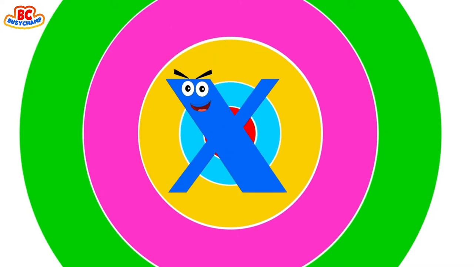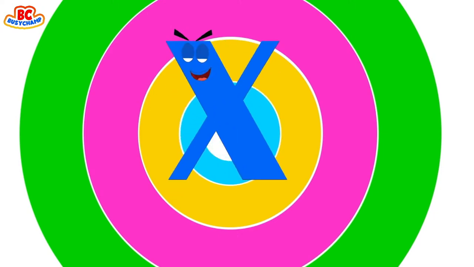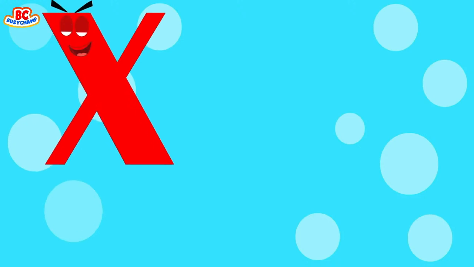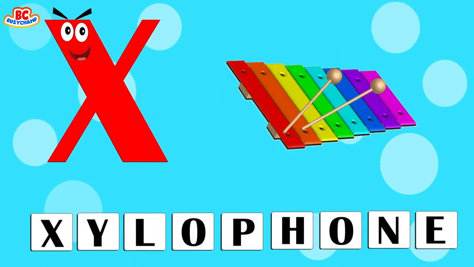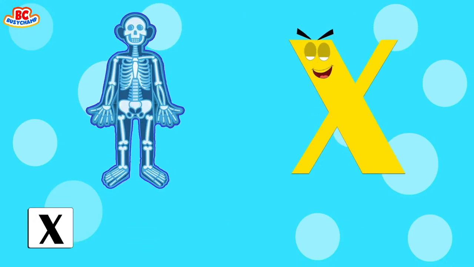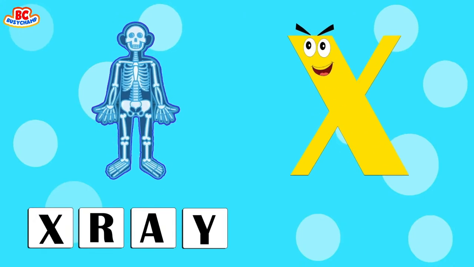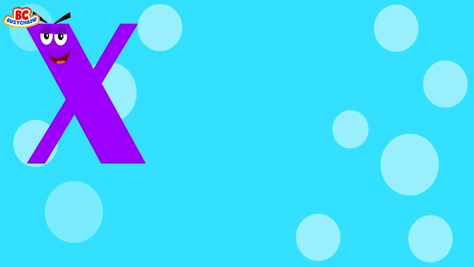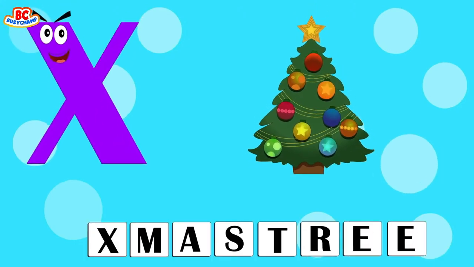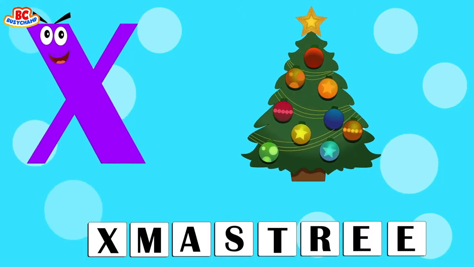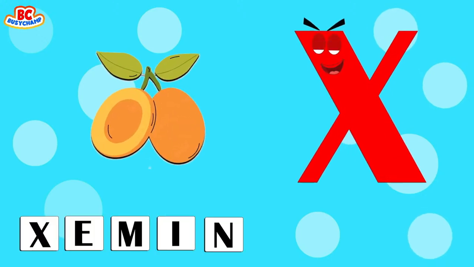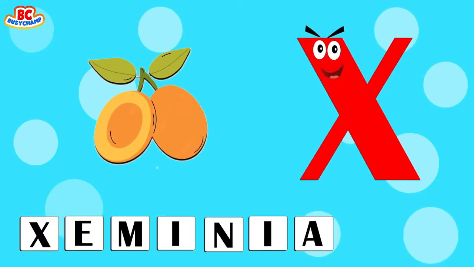Here comes the letter X. X is for xylophone. X, X, xylophone. X is for X-ray. X, X, X-ray. X is for Christmas tree. X, X, Christmas tree. X is for Xeminia. X, X, Xeminia.